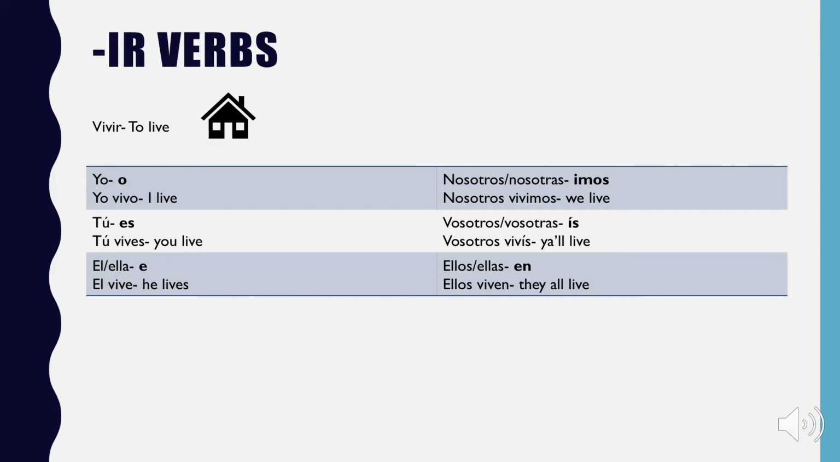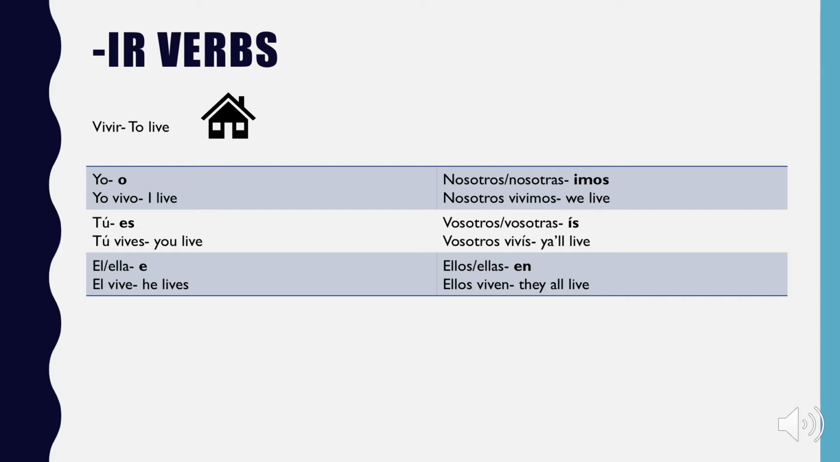Next we have IR verbs. We're going to use the verb vivir, which means to live, like I live in a house or I live in Iowa City, to practice. The verb endings for IR verbs are o, es, e, imos, ís, en. The yo form is the same as always, so I would say yo vivo, I live.